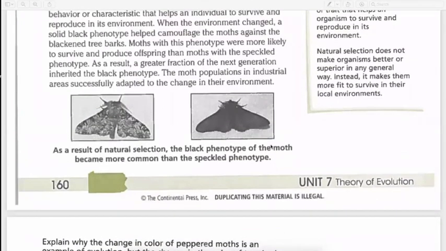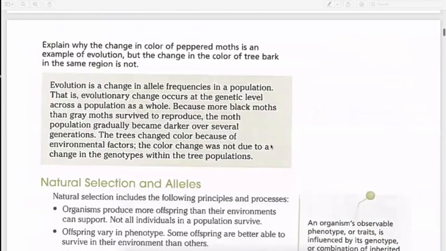If you are able to survive, you are able to reproduce. The next generation looks more like you. Explain why the change in color of peppered moths is an example of evolution, but the change in the color of tree bark in the same region is not. Right? So why was the moth changing color an example of evolution, but the tree bark changing color not?